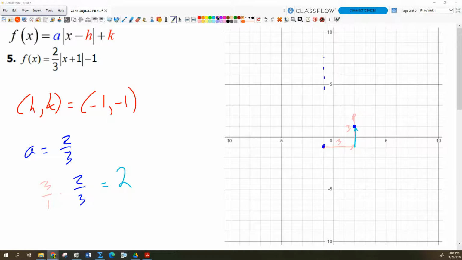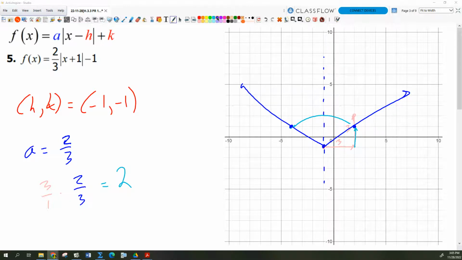We've got our axis of symmetry, so we can just reflect this point over to the other side and get a free point over there. And then all I've got to do is make my V. It's just a little bit squished, isn't it? It's only 2/3 as tall as the normal graph would have been, the parent graph.